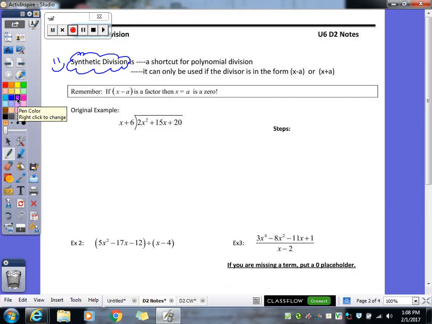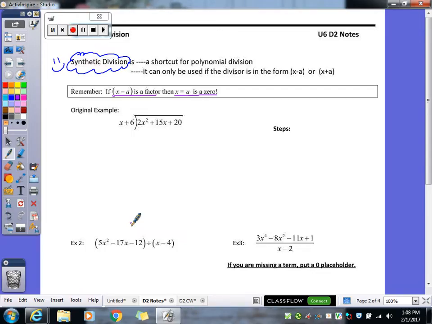The reason why I love synthetic division so much is because it's a shortcut for long division. So it doesn't take as long. I love it. So, a couple of things you have to remember. If x minus a is a factor, then x equals a is a 0. Again, I will go over that information as we get into some examples. That's when it makes a little bit more sense.